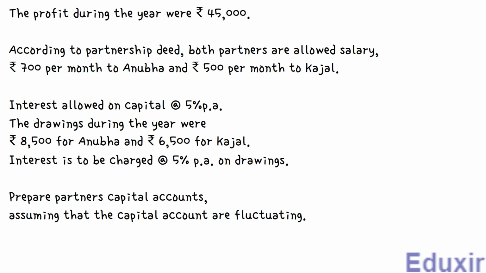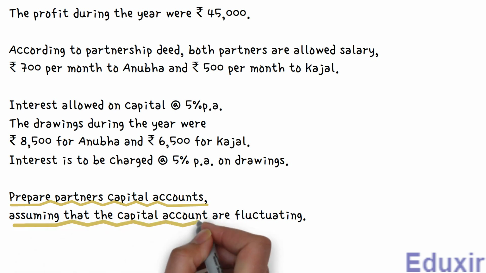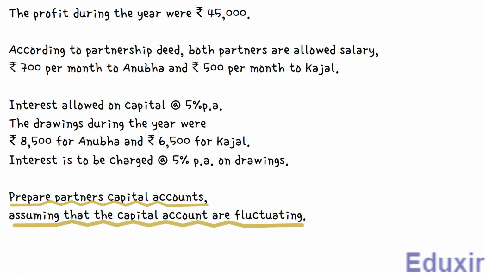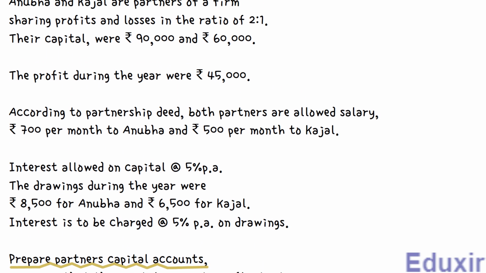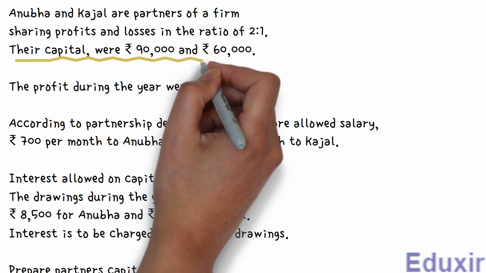So, as per the problem, we have to prepare the capital accounts, no current accounts. It is also given that we have to assume that the capitals are fluctuating. Of course, if it is given that just the capital account has to be prepared, it indirectly implies that we should not use the partner's current account and all the entries have to be posted into partner's capital accounts only. So, let's start with the capitals.